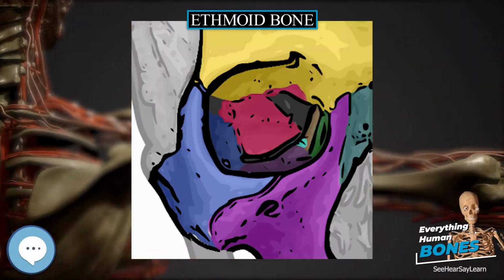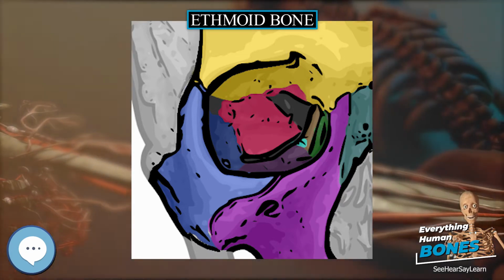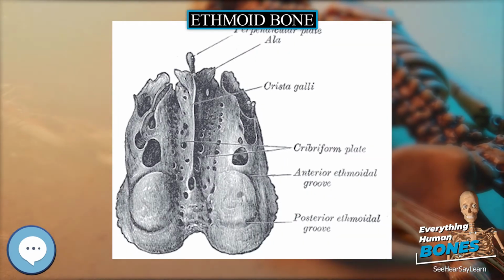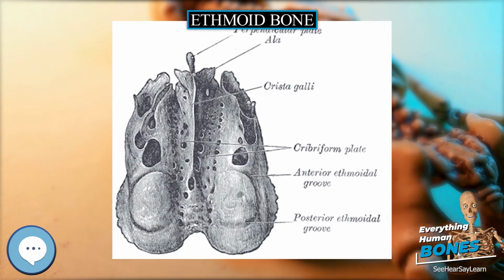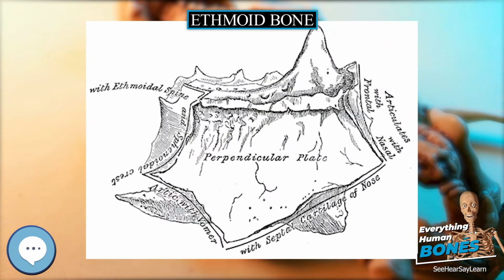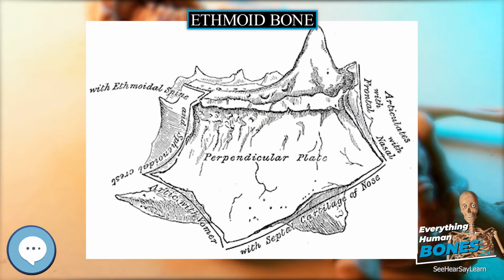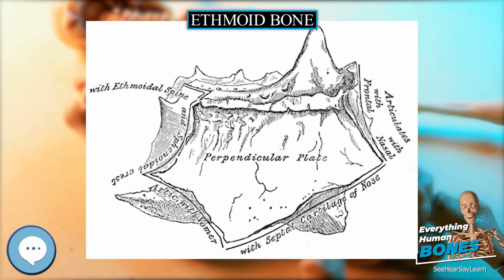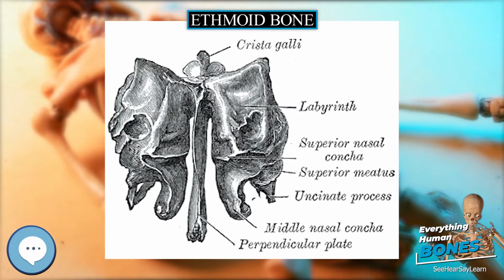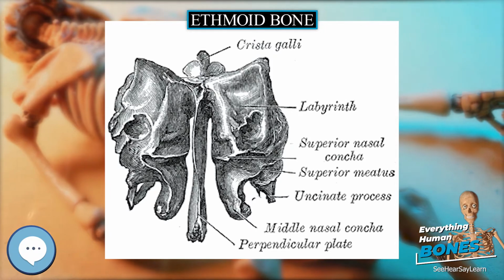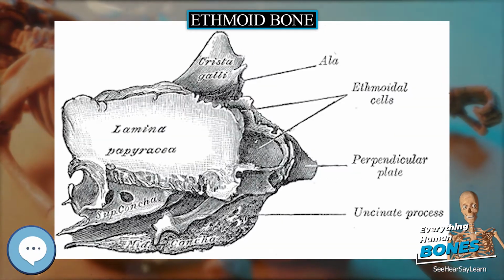Ethmoid bone. The ethmoid bone, from Greek ethmos, sieve, is an unpaired bone in the skull that separates the nasal cavity from the brain. It is located at the roof of the nose, between the two orbits. The cubical bone is lightweight due to a spongy construction. The ethmoid bone is one of the bones that make up the orbit of the eye.